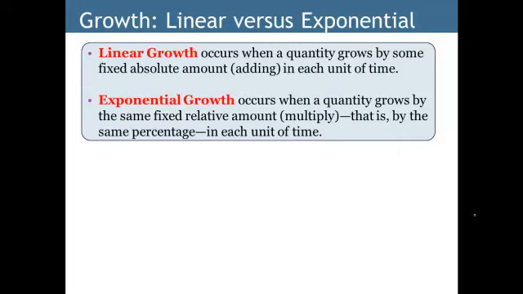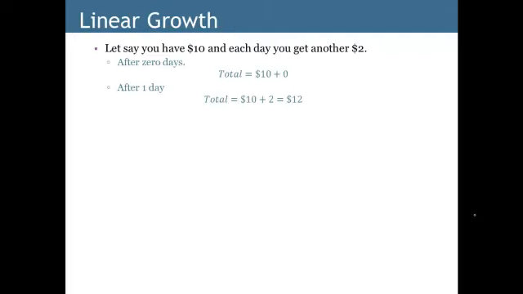Now, before we talk about linear growth, let's just understand the difference here. Linear growth occurs when you add or subtract something every time. As for exponential growth, that is when you multiply by something or divide, but we try to think of it as multiply by something every time. So we're going to focus on linear, which is the adding and subtracting.